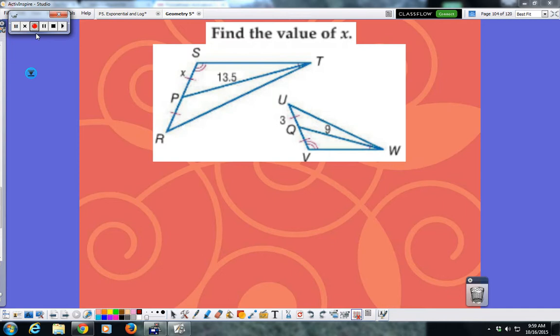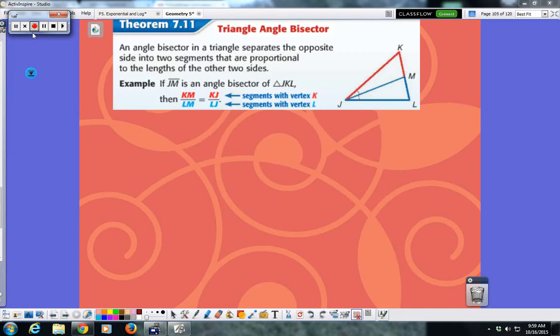TP there, line TP. Is it an angle bisector? Is it a perpendicular bisector? Is it a median? Is it what is it? It is a median. A median goes from an angle to the middle. So this is a median, and I know since these are similar that also the medians will be proportional. You could do 9 to 13.5. I think that's a 1.5 scale factor. Multiply this 3 by the same thing, and you get 4.5. So everything's proportional.